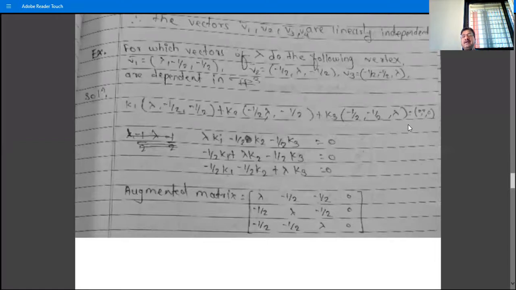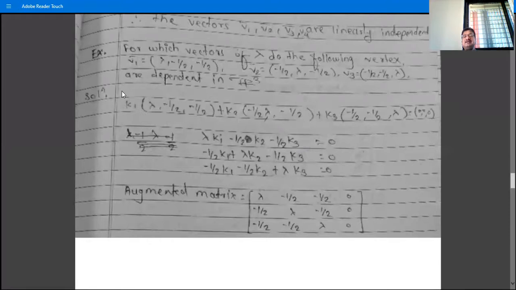After comparing LHS and RHS, we have this system: lambda K1 minus 1 half K2 minus 1 half K3 is equal to 0. The next is minus 1 half K1 plus lambda K2 minus 1 half K3 is equal to 0. The last equation is minus 1 half K1 minus 1 half K2 plus lambda K3 is equal to 0. So write that in between steps.